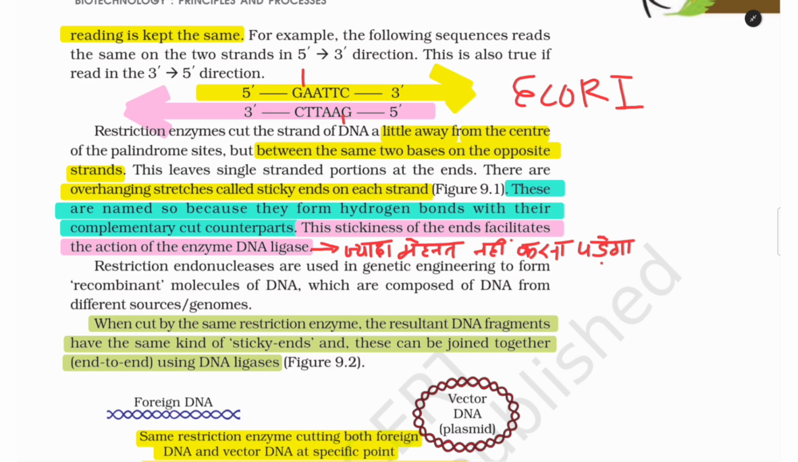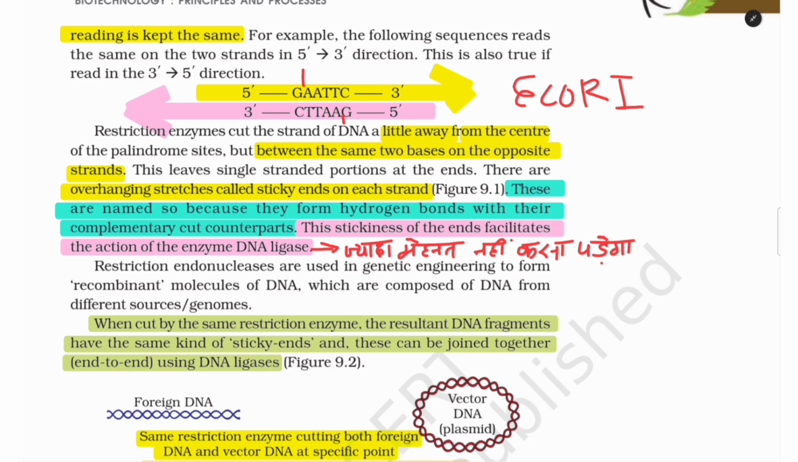Restriction enzymes cut the strand of DNA a little away from the center of the palindrome sites but between the same two bases on the opposite strand. This leaves single-stranded portion at the ends. There are overhanging stretches called sticky ends on each strand, figure 9.1. These are named so because they form hydrogen bonds with their complementary cut counterparts. This stickiness of the ends facilitates the action of the enzyme DNA ligase.